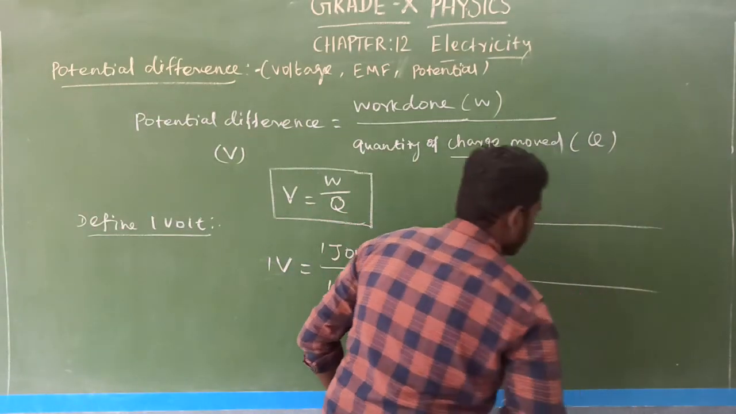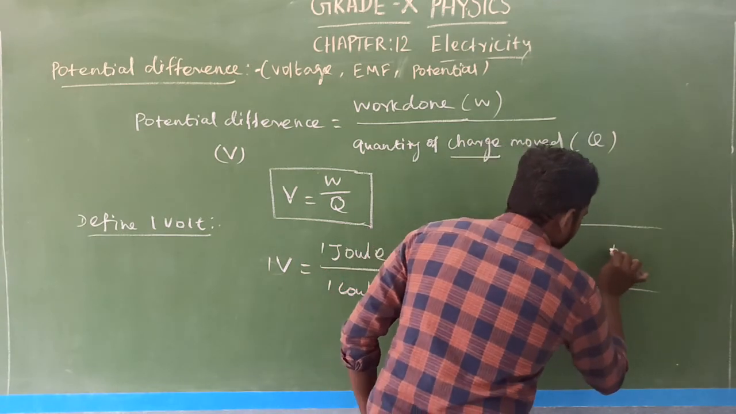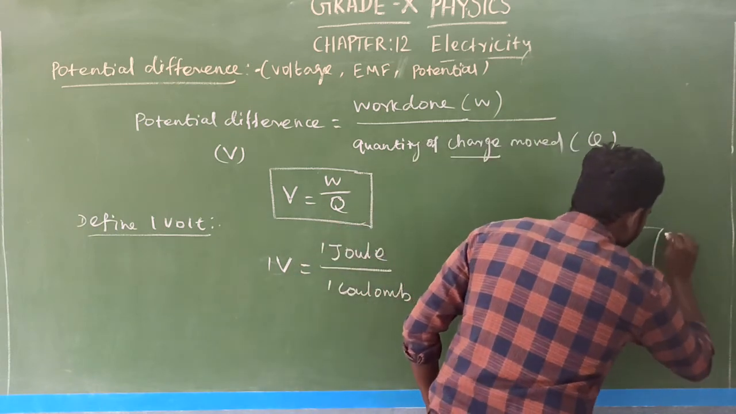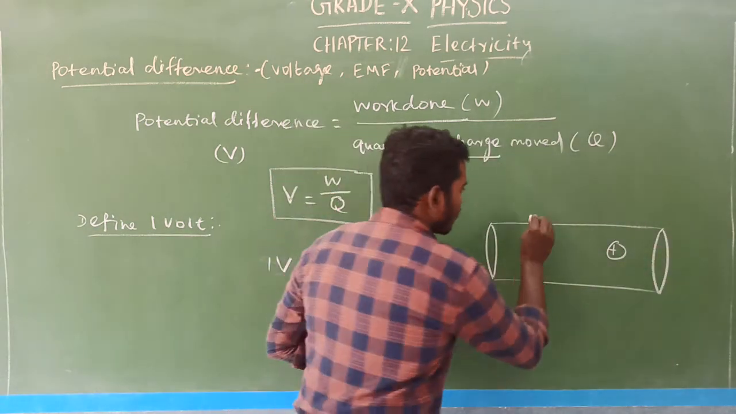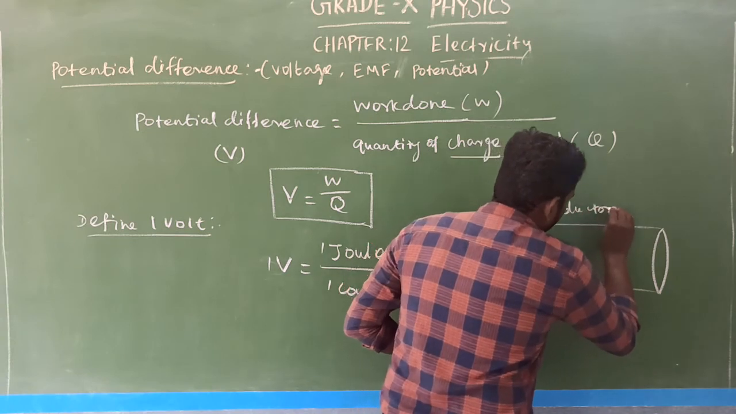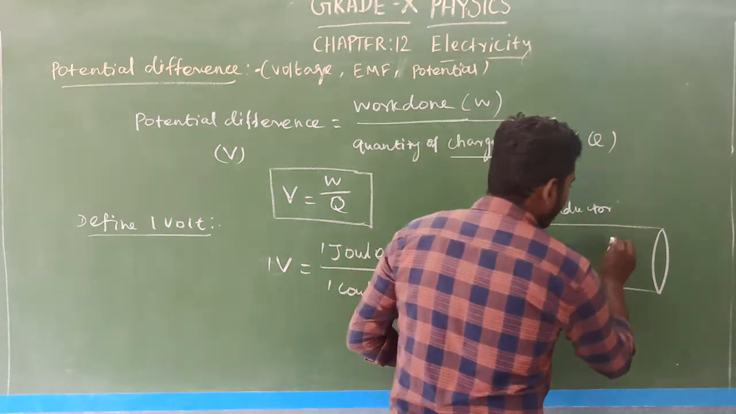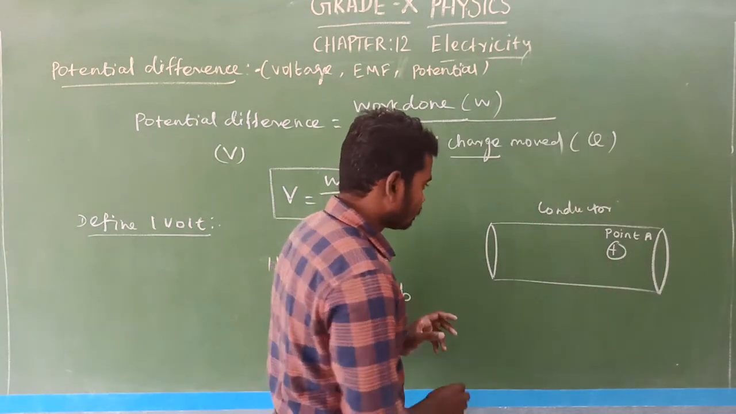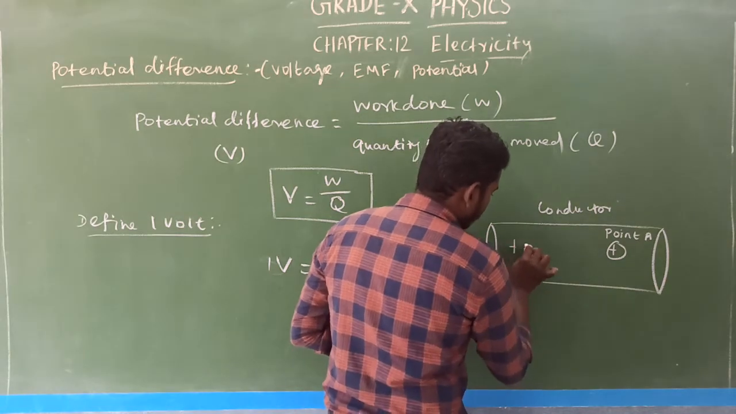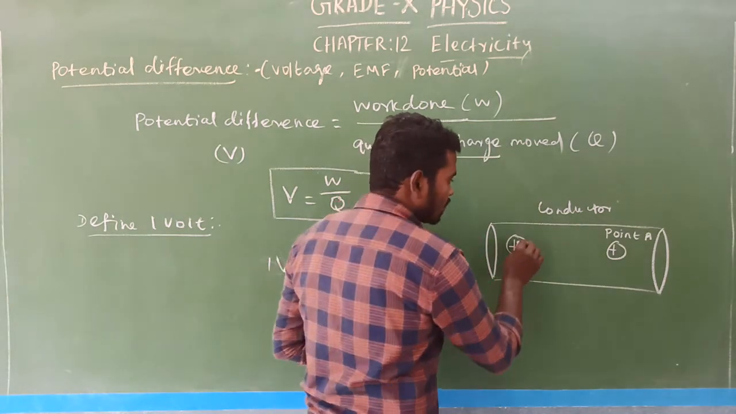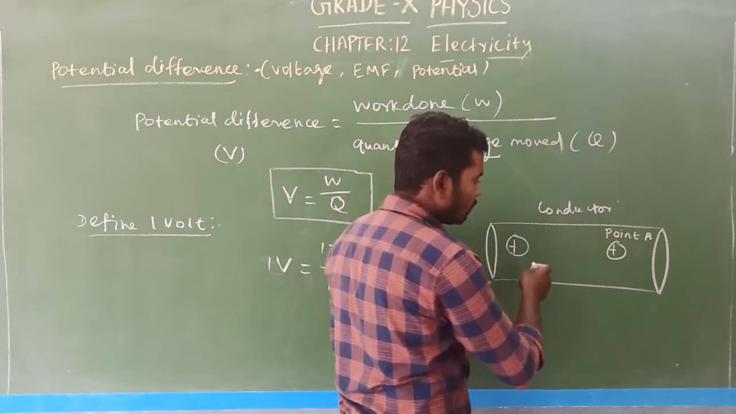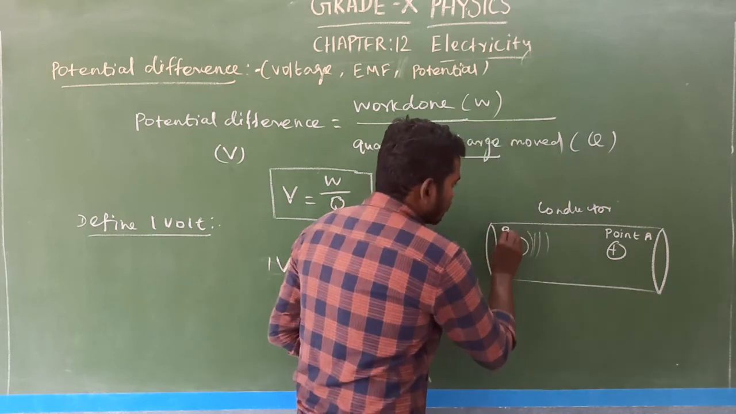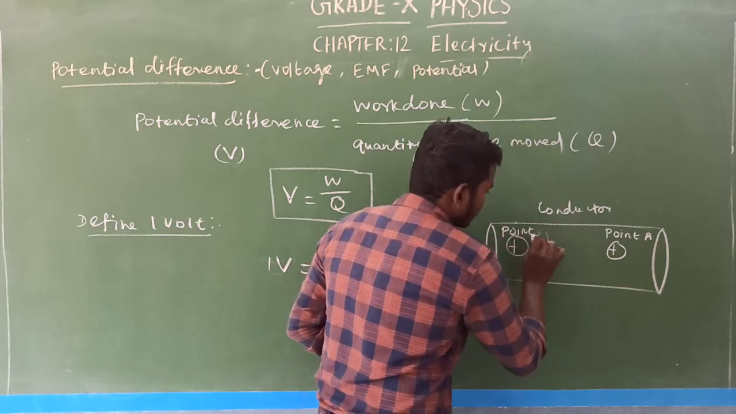Look here. Consider the conductor. A positive test charge is placed at point A, and another charge is placed at point B. The influence of this charge will be everywhere, isn't it? So consider this is point A and this is point B. No problem.